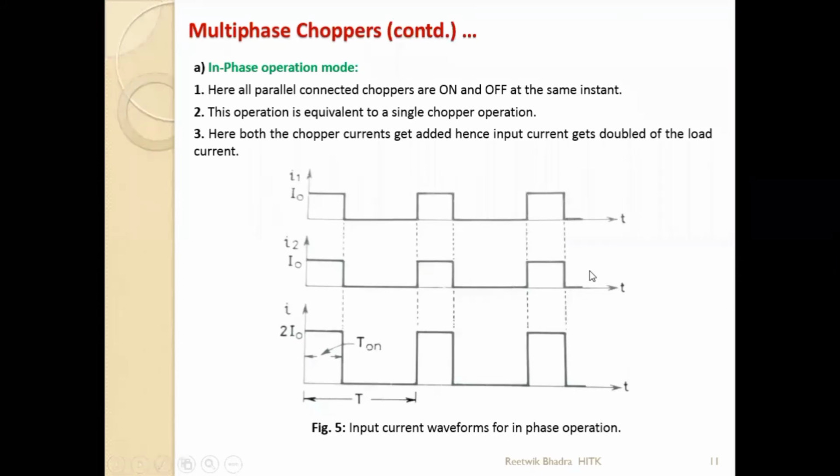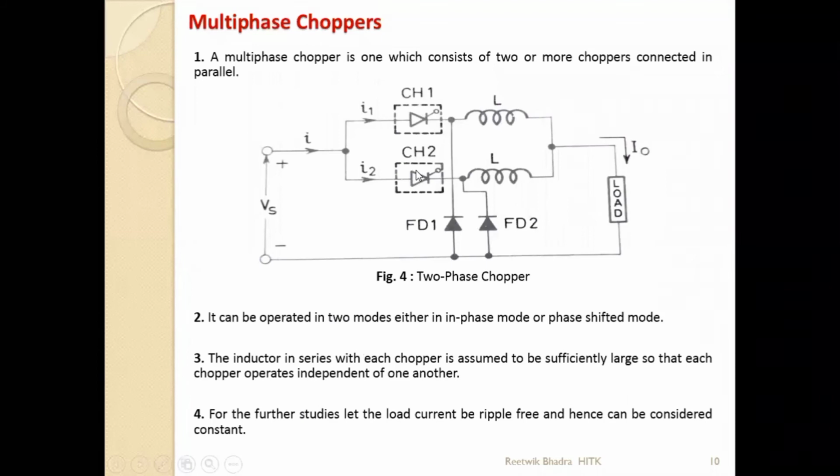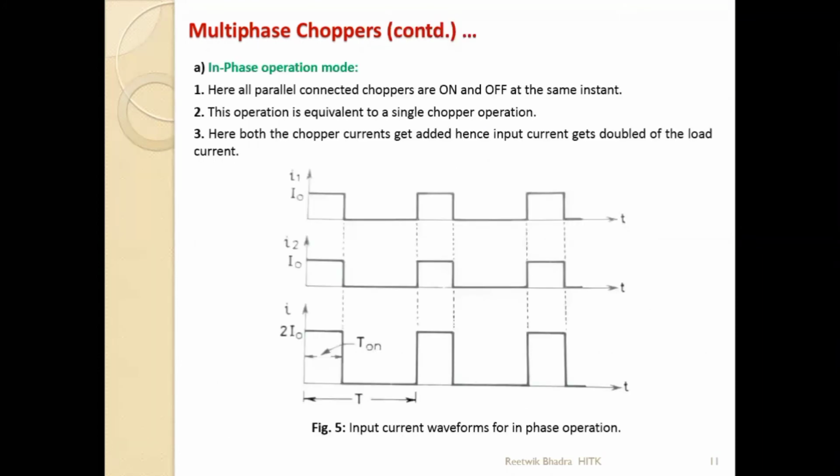So next, what is in-phase operation? What does in phase mean? From the term itself, it says that the choppers, that is CH1 and CH2, are on and off at the same instant. That means if I keep chopper CH1 on for, suppose, 3 seconds, chopper 2 will also be on for the same 3 seconds that CH1 is on. So in-phase operation means that the on and off occur at the same instant.